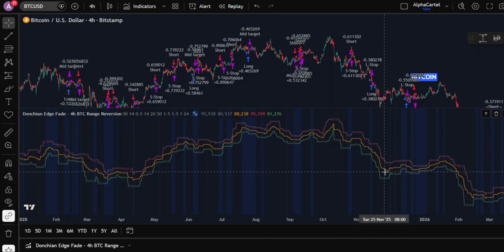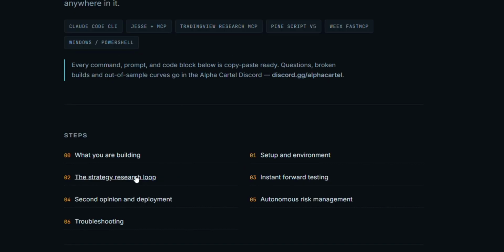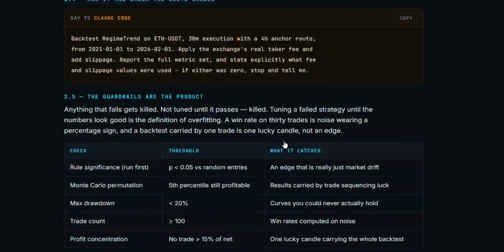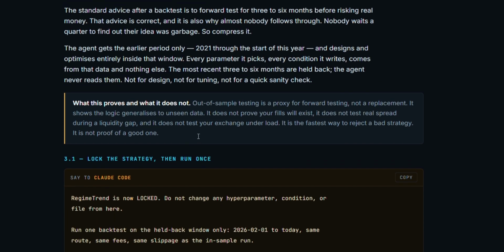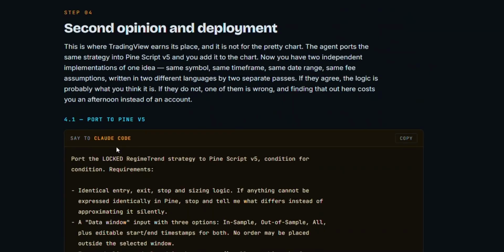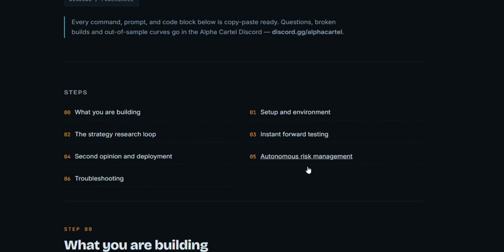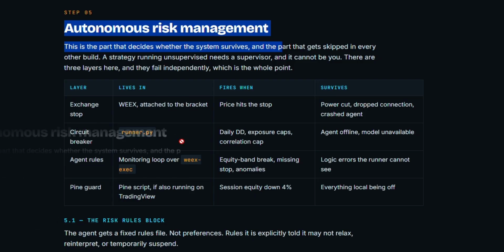That is the build. Step 1, environment, Jesse, and 3 connectors you own. Step 2, a research loop with statistical guardrails instead of vibes. Step 3, instant forward testing on held back data, so you get evidence today rather than a promise about next quarter. Step 4, a second implementation in PineScript as an independent check, then execution through your own WEEX server. Step 5, 3 layers of risk that fail independently, plus daily reporting.